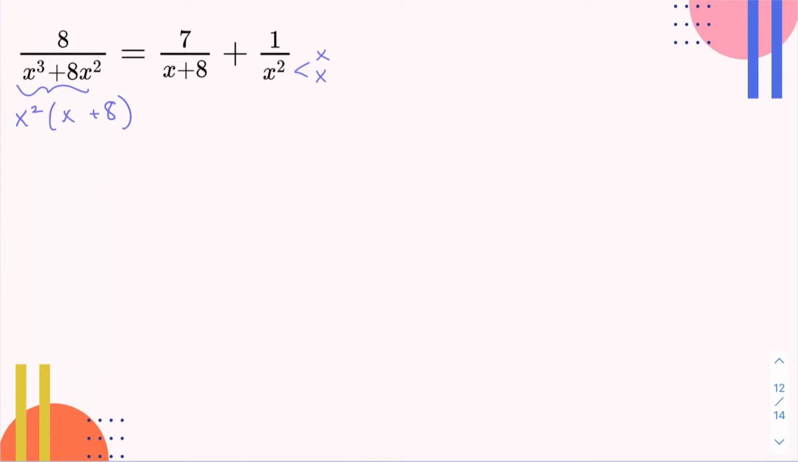So now I can find my LCD. We know that for our LCD, we take what they have in common once. So they have an x plus 8 in common. So I'm going to take x plus 8 once. And then they also have two x's in common, right? We have an x squared and an x squared. If it was only an x that we could take out, then they would only have one x in common, right? So then we multiply that into our LCD. So our LCD is x plus 8 times x squared.